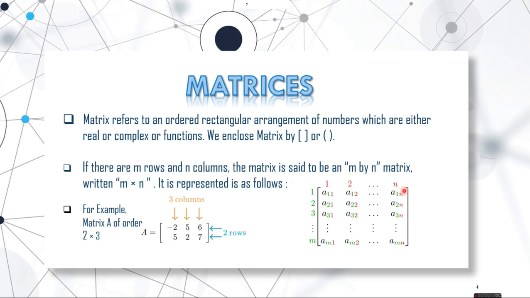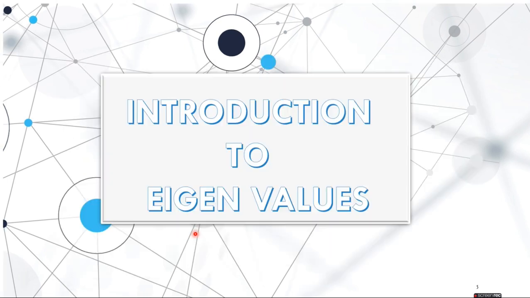It has a first row, a second row, a third row, and an mth row, and a first column, a second column, and so on, up to the nth column. So this is called an m by n matrix. For example, a matrix A of order 2 by 3, that is, it has two rows and three columns. So it is a matrix of order 2 by 3.